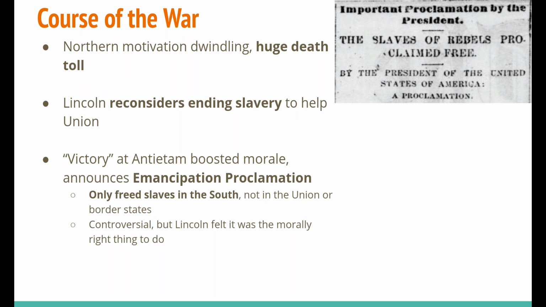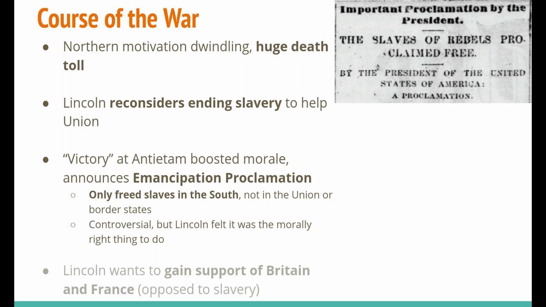So it was controversial because a lot of people at that time still felt that slaves were property, but Lincoln felt it was the morally right thing to do. He also believed that it was the only thing that could keep the war going. So Lincoln does this partially to gain support of both Britain and France. Britain and France have since ended slavery, but they've been supporting the South, right? They've been trading with them. They've been getting raw materials, namely cotton, from them.